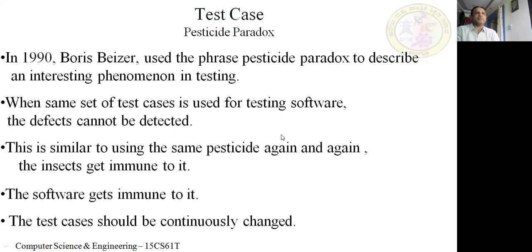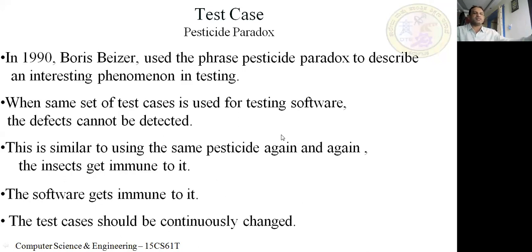So what is the pesticide paradox? In 1990, Boris Beizer used the phrase pesticide paradox to describe an interesting phenomenon in testing. When the same set of test cases is used for testing software, the defects cannot be detected. So if you use the same test cases for every program, it may not identify the defects. So we change the test cases. This is similar to using the same pesticide again and again. The insects get immune to it.